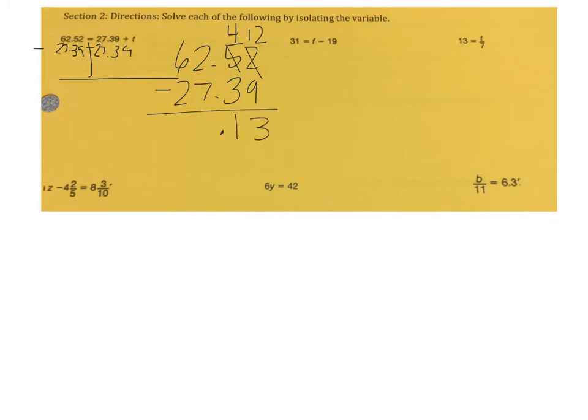Bring the decimal down. We're going to have to borrow again. 6 becomes a 5. 2 becomes a 12. 12 take away 7 is 5. 5 take away 2 is 3. So I know that 35 and 13 hundredths is equal to t.